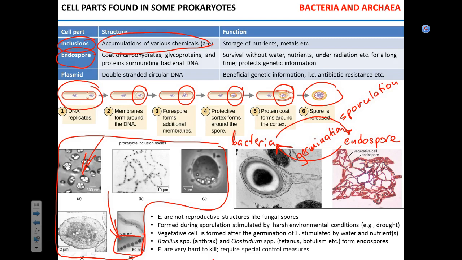So think about this. If an endospore is formed in the absence of nutrients and or water, what should trigger germination? What should trigger conversion of the endospore into the cell? Presence of water and or nutrients. Very good. Does that make sense? You take nutrients and water away, endospore. You add them back, vegetative cell.